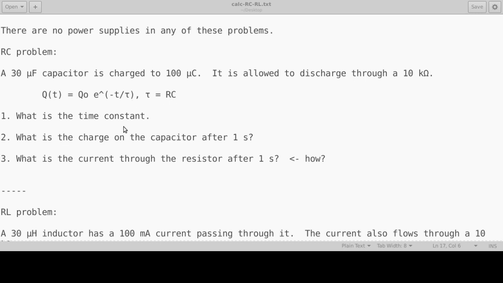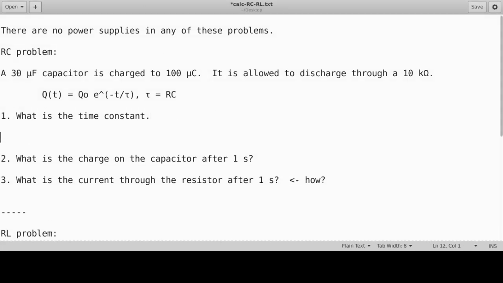And so the first question is, what is the time constant? And that's easy, no calculus there. And then what is the charge on the capacitor after 1 second? Also no calculus there, so just plugging in. This is the interesting one. So I have here, how do you do this? How do you do what is the current through the resistor after 1 second? Okay, because there's no current in here, but there is implicitly, because the first derivative of the charge as a function of time, that is the current. Okay, so let's begin answering this.